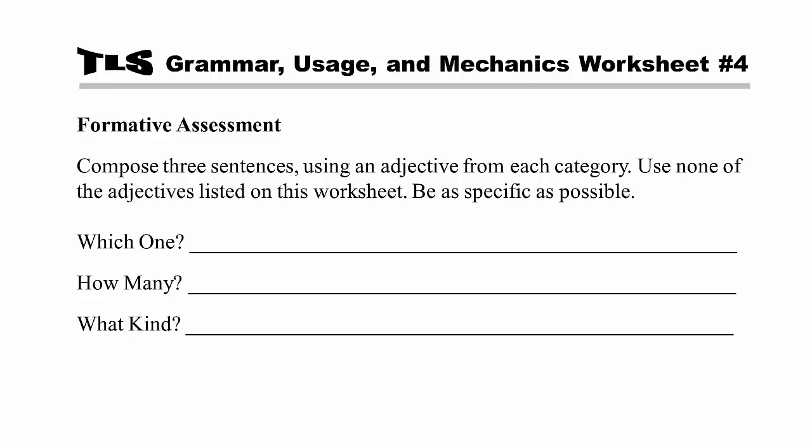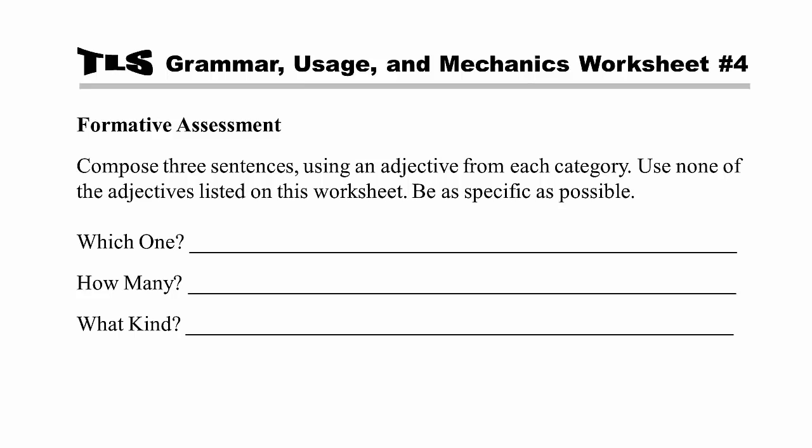This formative assessment asks students to compose 3 sentences using an adjective from each category. Use none of the adjectives listed on this worksheet. Be as specific as possible. Note that this short assessment requires students to apply what they have learned in the writing context.